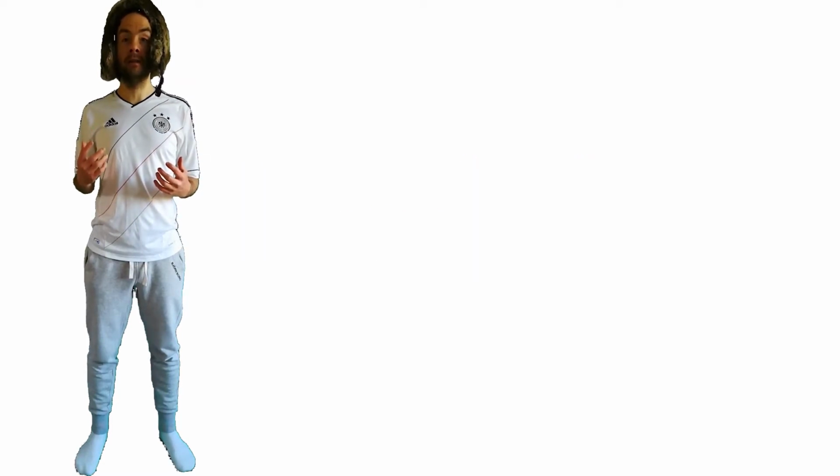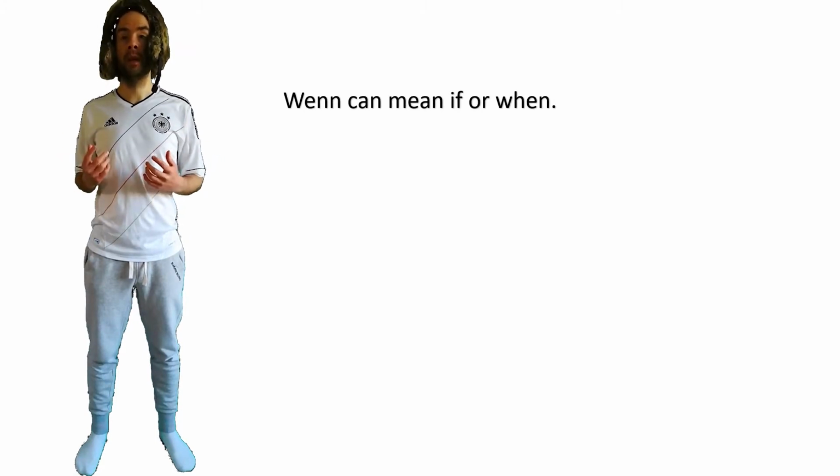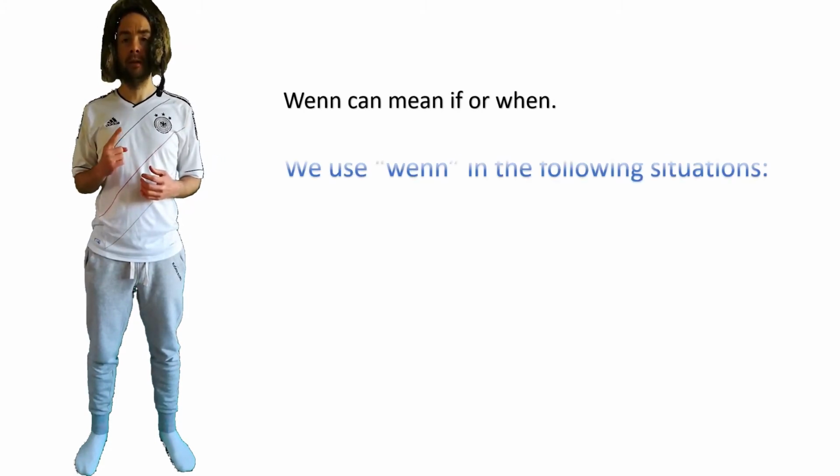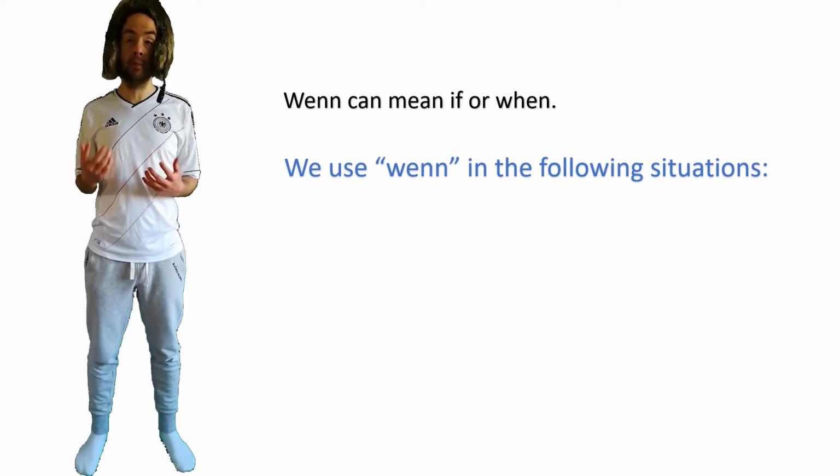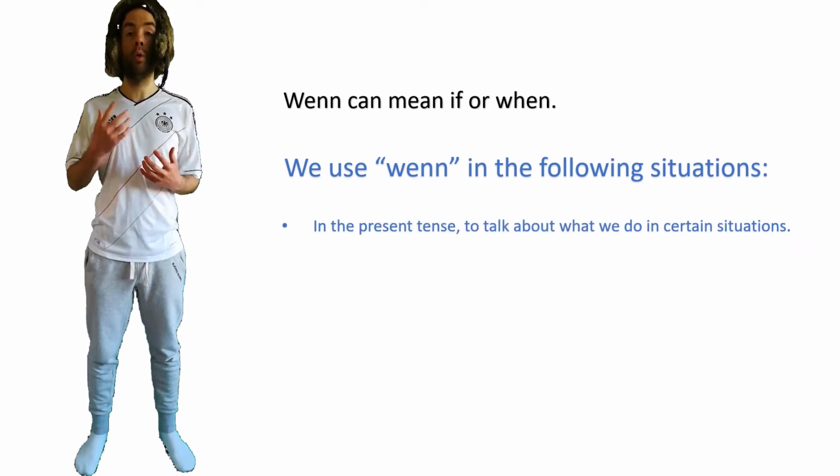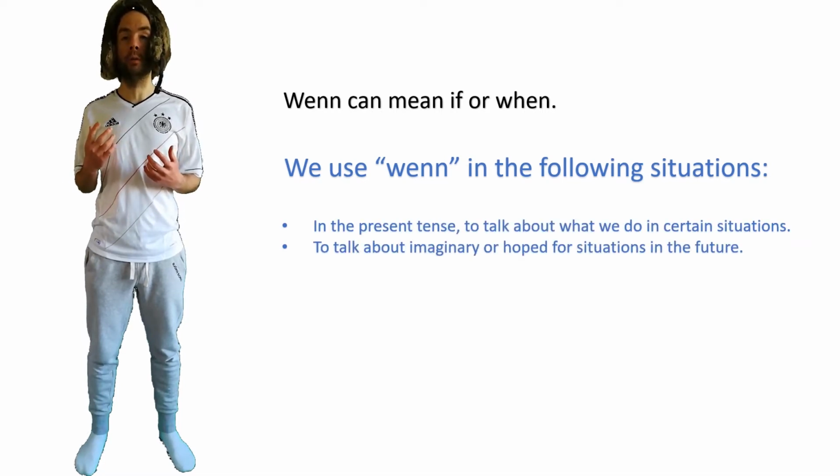So, today we're going to talk about using wenn in German. So, wenn means if or when. And we use wenn if we want to talk about what happens in certain situations, or we can use it to talk about hopes and dreams and desires. But today, we're just going to focus on talking about what we do in certain situations.